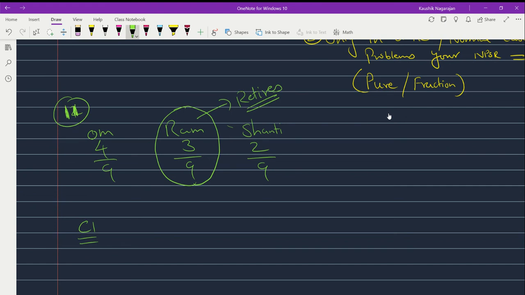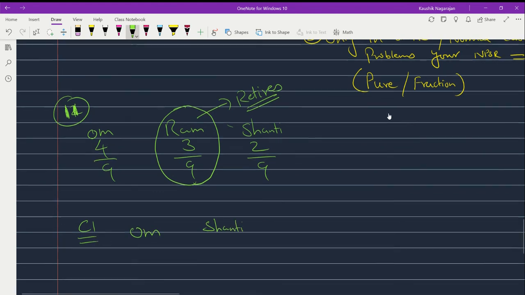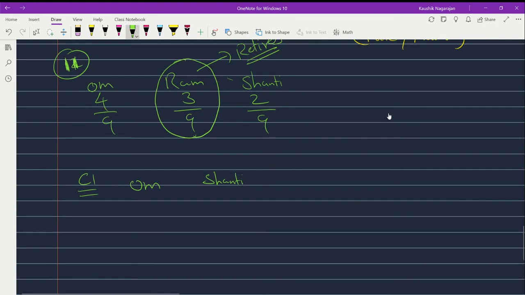4 is to 2, right? Exactly. So in this case, the old ratio of Om and Shanti is 4 is to 2. If you simplify this, you will get 2 is to 1. So this is what they have mentioned.